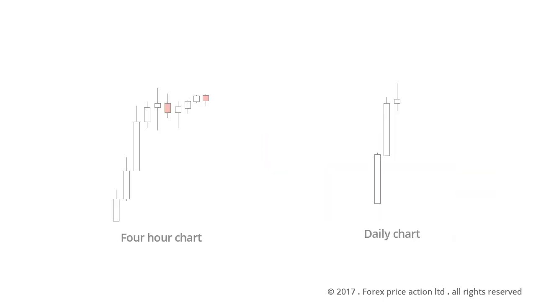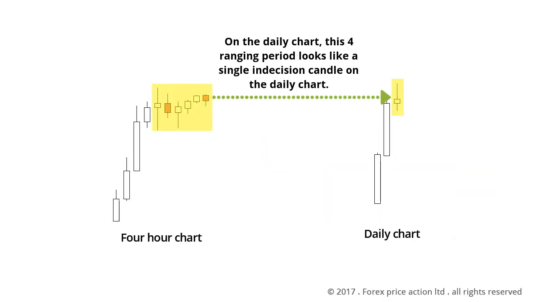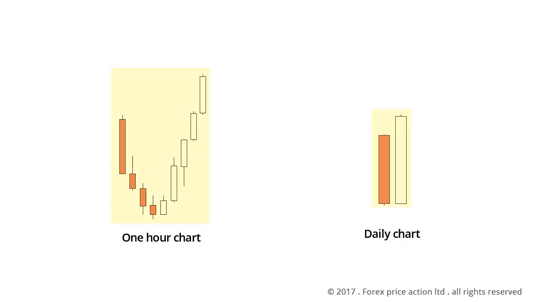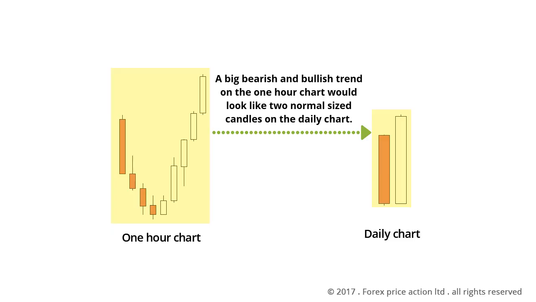A ranging period on a 4-hour chart may be indecision on the daily chart. A trend on a 1-hour chart may be a small blip on the daily chart. Again, I know this is obvious, however, think about what this means. Switching between timeframes is extremely beneficial when you're trying to read price action. It is extremely beneficial when you want to understand the story of a candle.